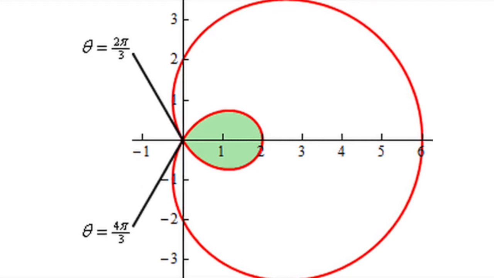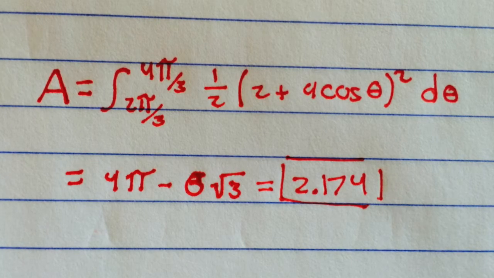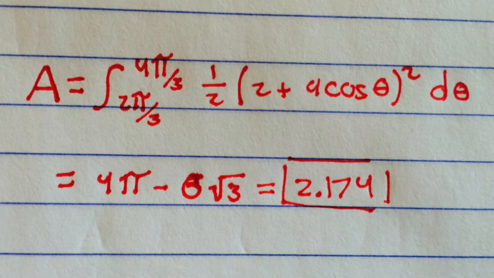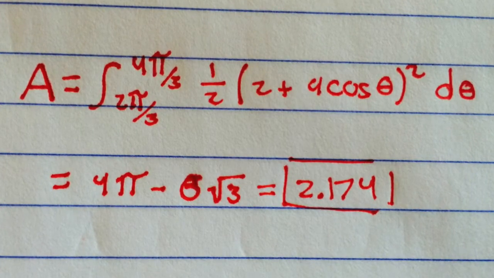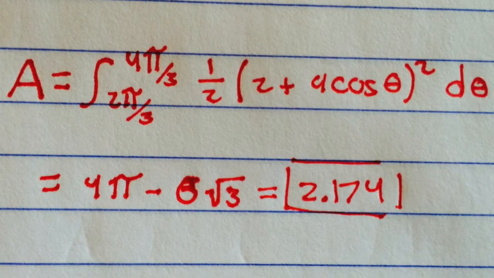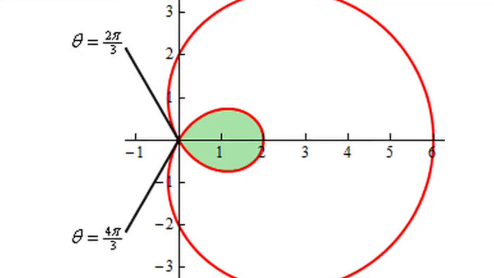You would get A is equal to the integral from 2 pi over 3 to 4 pi over 3 of 1/2 times the equation, which is 2 plus 4 cosine theta, all squared, d theta. This turns out to equal 2.174, which is the area of the inside loop.